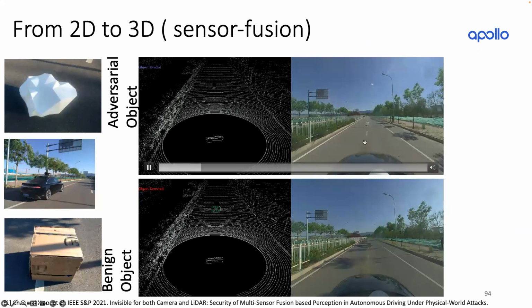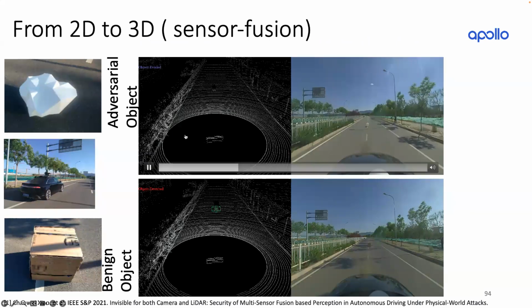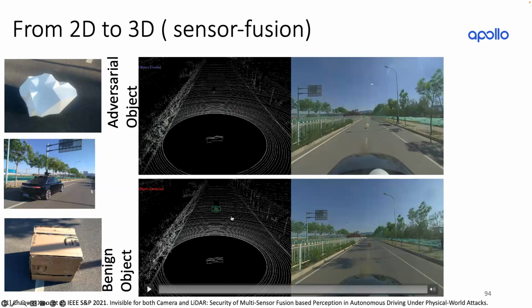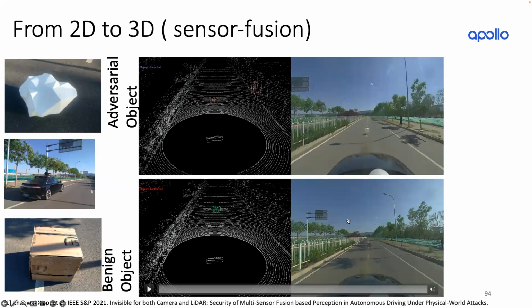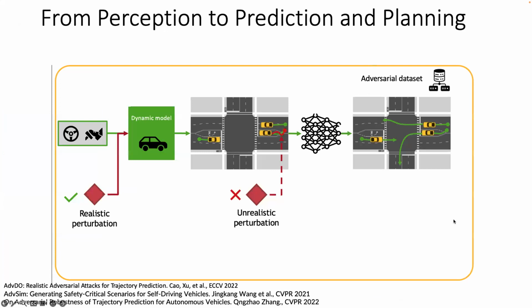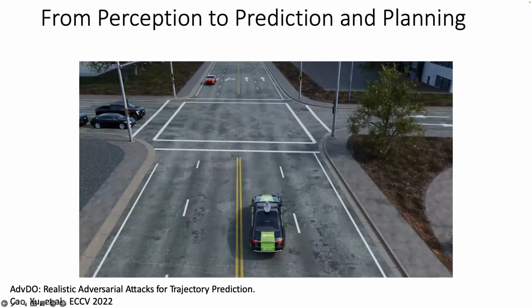For example, we generate some adversarial object, and it can mislead the Baidu Apollo system to not detect the bounding box. And also we can even move the attack from the perception side into the prediction side and planning side. So for example, we can control the speed and the steering, and in this way we can also attack the perception, prediction and planning system.